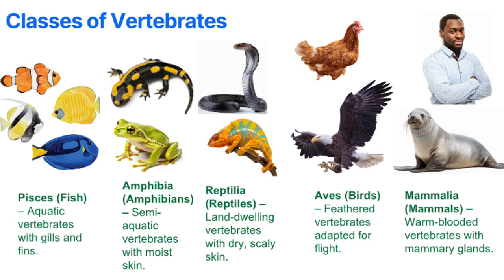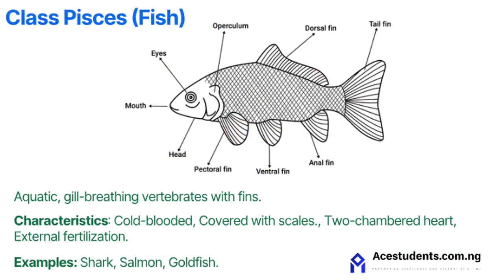Each class has unique features that help them survive in their environments. Let's explore them in detail. Fish belong to the class Pisces. They are aquatic animals that breathe using gills and have fins for movement.